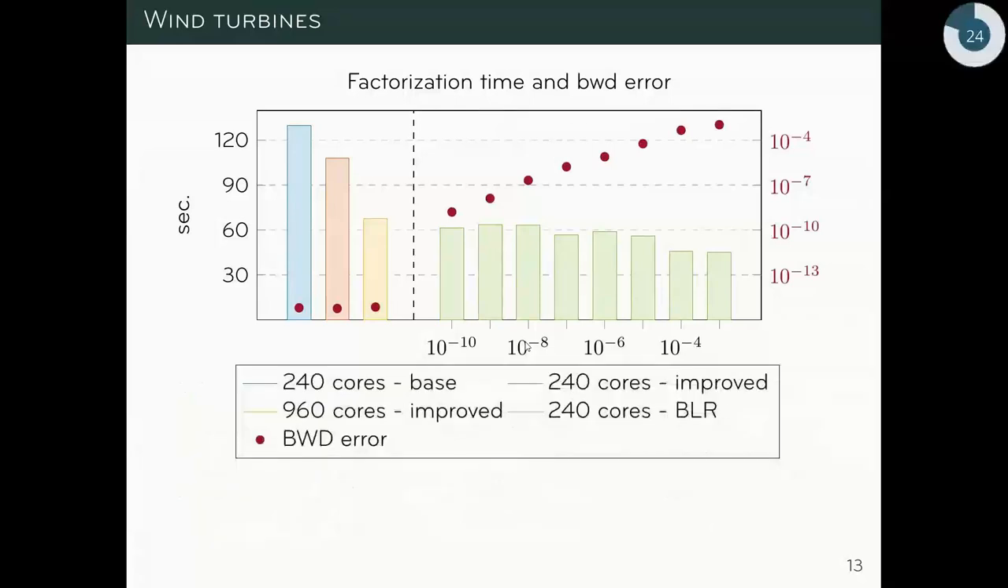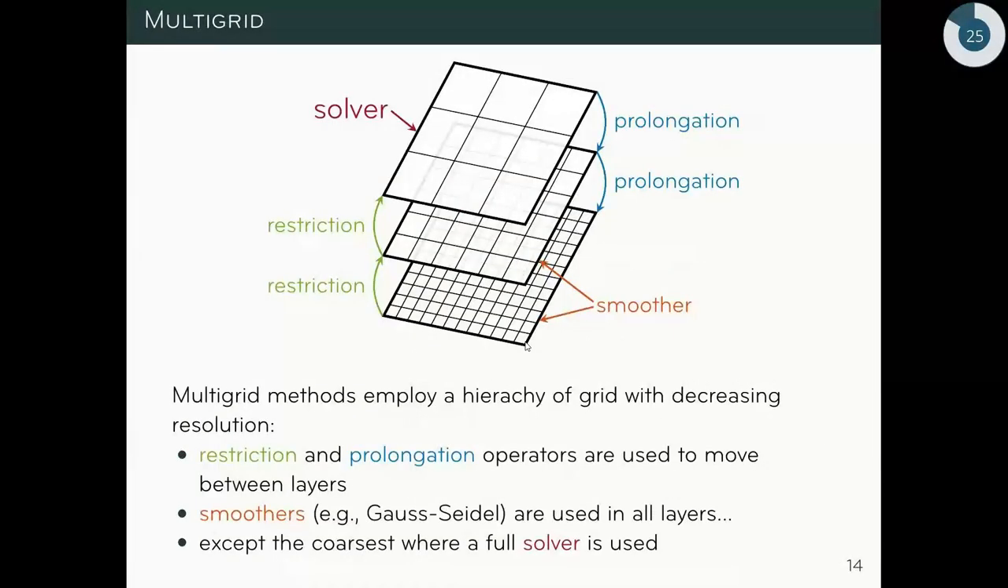Now, there are two possible uses of the block low-rank feature. One use is as a direct solver. So this means that, for example, I choose an epsilon threshold of 10 to the minus 6, and this will give me a solution of pretty much the same order. And if I am happy with this solution, I can use it right away. But I can also choose a very, very large threshold, for example, 10 to the minus 2 or 10 to the minus 1. And in this case, I cannot use the solution directly because it is not accurate enough.